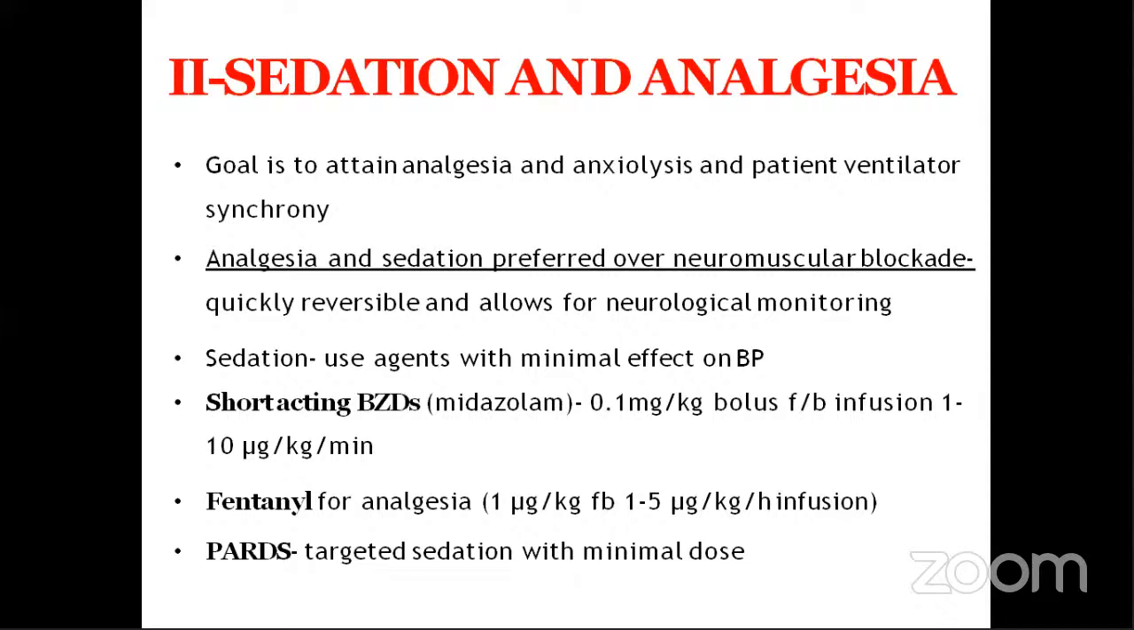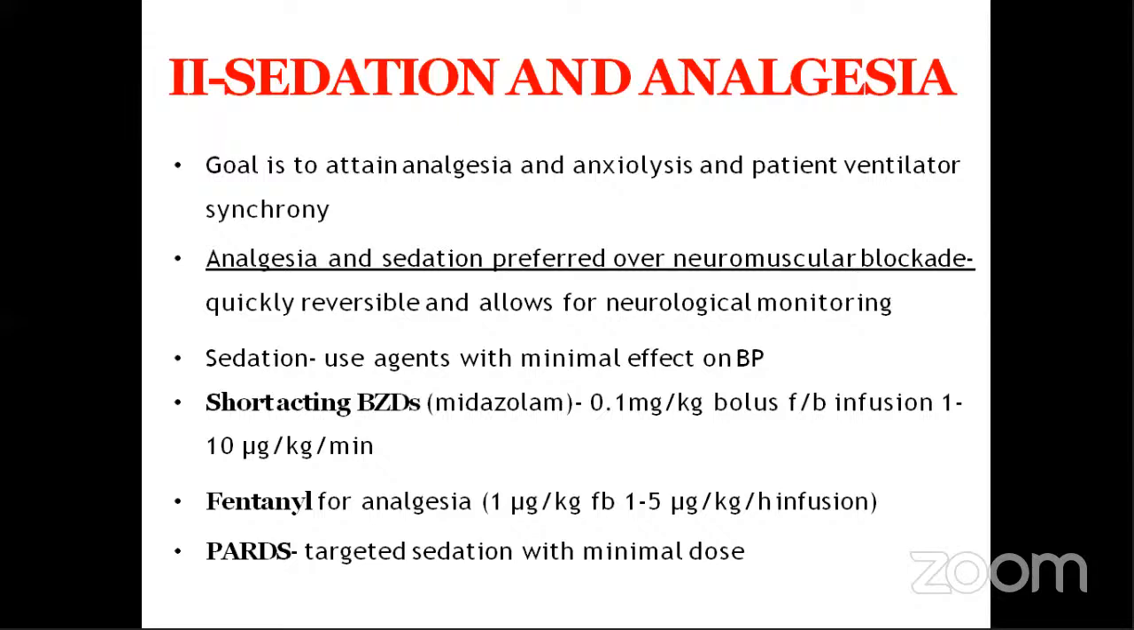Analgesia and sedation are preferred over neuromuscular blockade because they are quickly reversible and allow for neurological monitoring. While selecting the agents for sedation, care has to be taken to use agents with minimal effect on the vital parameters, especially the blood pressure. Commonly used or preferred drugs are short-acting benzodiazepines like midazolam at a dose of 0.1 milligram per kg bolus, followed by infusion of 1 to 10 microgram per kg per minute. And for analgesia, fentanyl is the drug we use in a dose of 1 microgram per kg, followed by 1 to 5 microgram per kg per hour infusion.